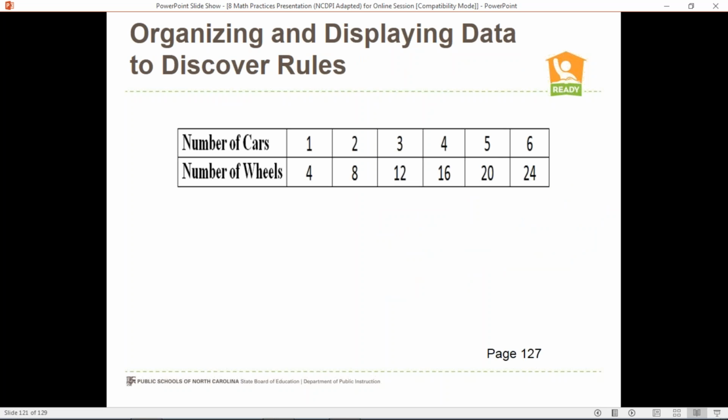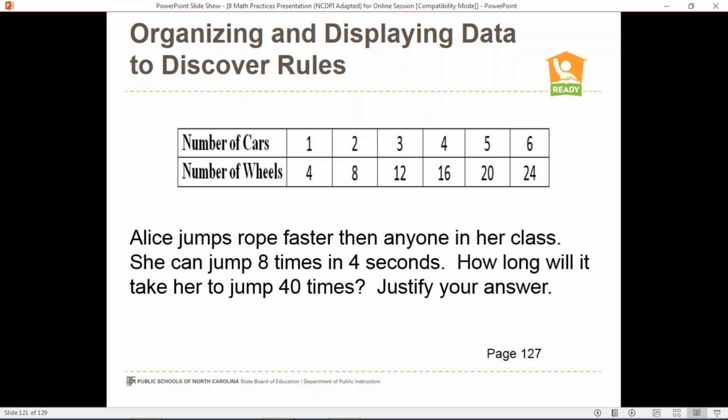So what's another way to get kids into this last mathematical practice? That is similar to what we did previously here, organizing our data into a table so that we can see the pattern, and ultimately so that kids can see what's really going on. We want to make sure that we're giving kids a problem that challenges them to extend a pattern and look for generalizations, relationships. So as I look at something like that, and then I look at a similar word problem: Alice jumps rope faster than anybody else in her class. She can jump rope 8 times in 4 seconds. How long will it take her to jump 40 times?